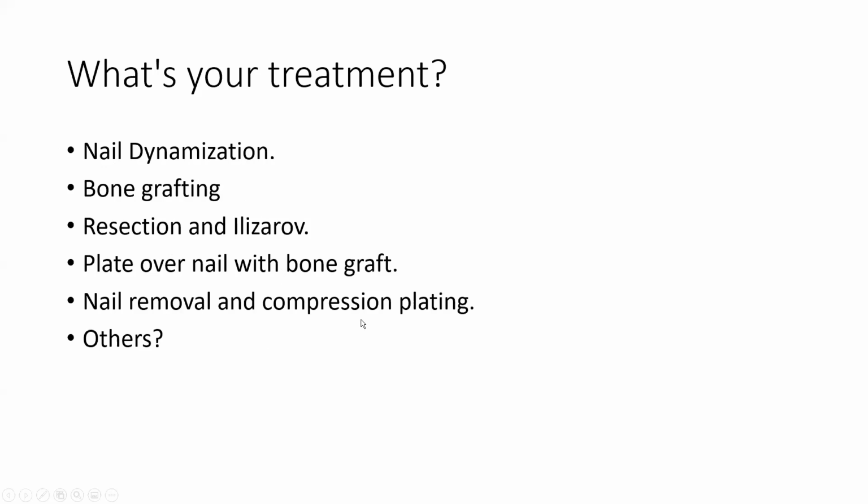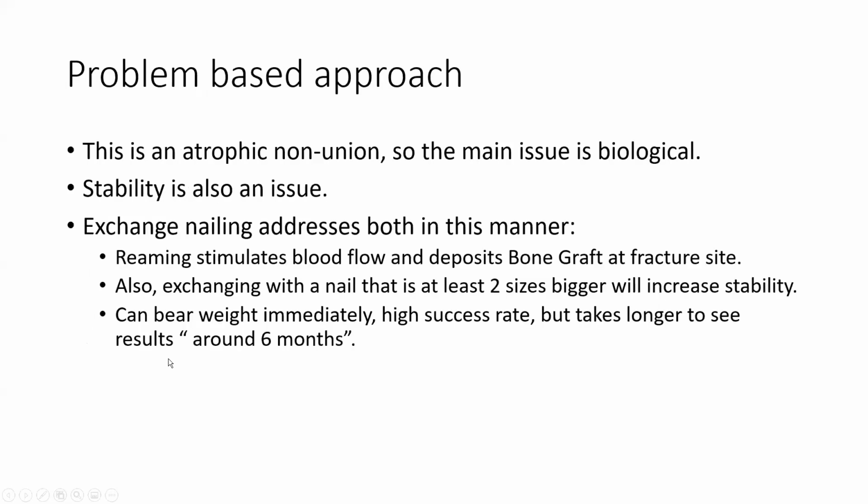If you remove nail and do compression plating, you will do stability and you will contribute some to the biology, which is compression, which can stimulate bone healing. But we will come to our issue. So this is an atrophic non-union. This is a summary of the case. So the main issue is biological. Stability is also an issue, given the fact that it was non-united for 9 to 10 months. Exchange nailing addresses both in this manner. That was actually our choice as well.